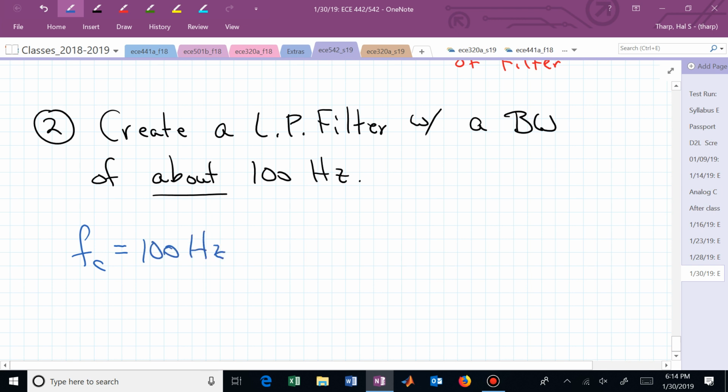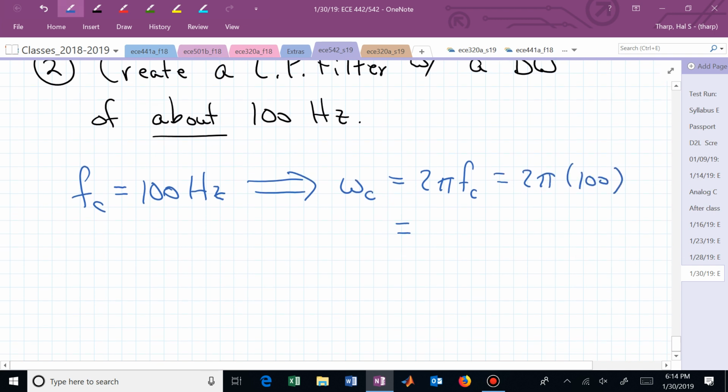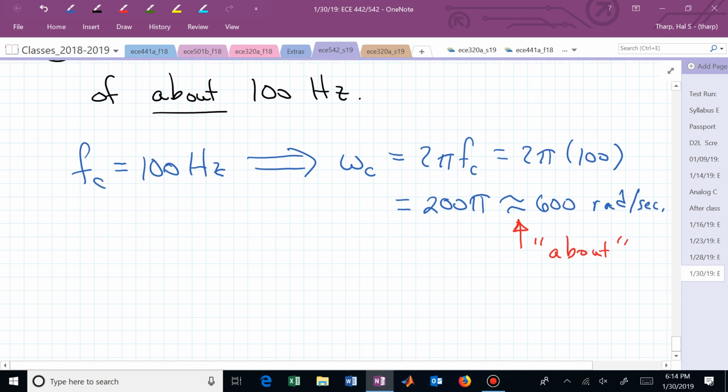Anyway, so let's now say that the cutoff frequency of our filter in hertz is 100 hertz. In radians, omega sub c is 2 pi f sub c, or 2 pi times 100. And that's now 200 pi, and now the about is, let me just approximate pi with 3, so we're looking at a bandwidth in radians per second of 600. There's where the about is coming in.